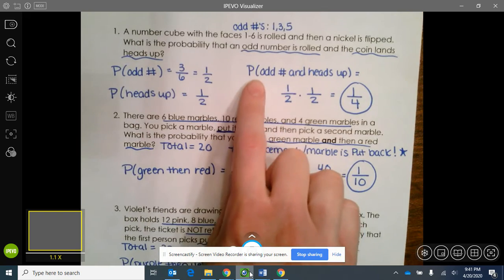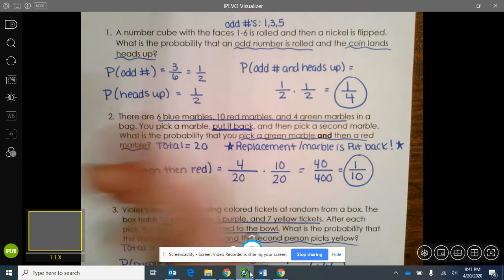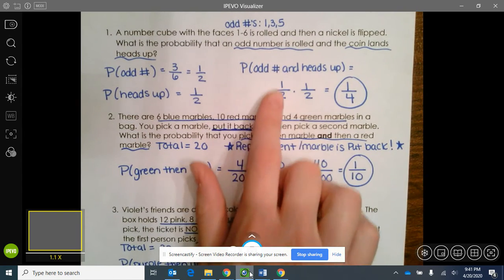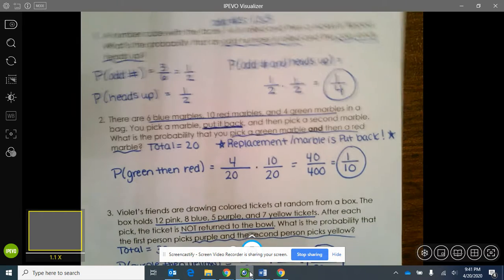Okay, so now to find the probability that these two events will occur together, we're going to multiply them. So take 1/2 times 1/2, you should get 1/4.